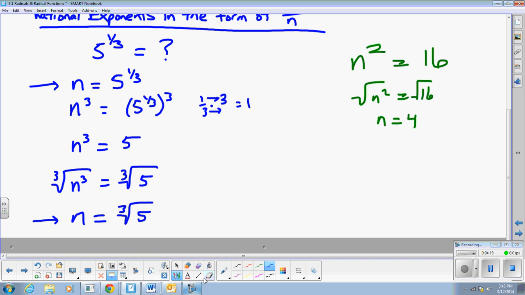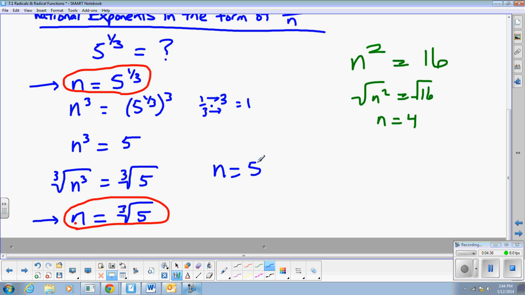Since both numbers right here and down here equal the same thing, here's what it means: they are also equal to one another. So what am I saying? I'm saying that since n equals 5 to the 1/3 power and n equals the cubed root of 5, since n is equal to two different things, that also means these two things, 5 to the 1/3 power is the same as the cubed root of 5.